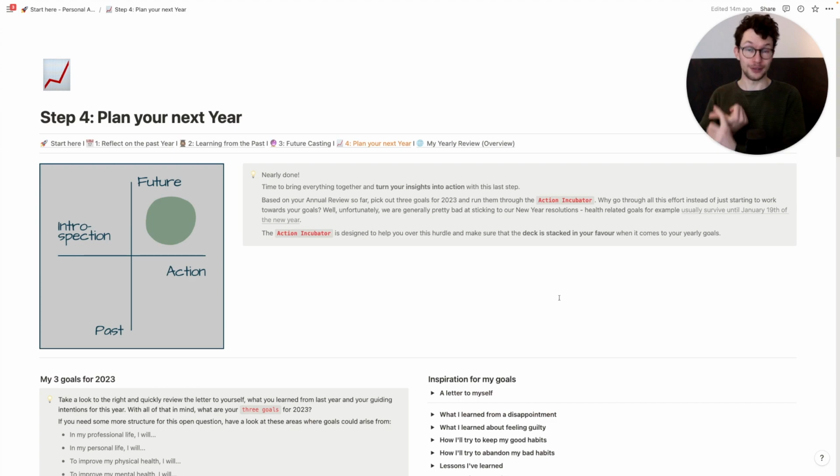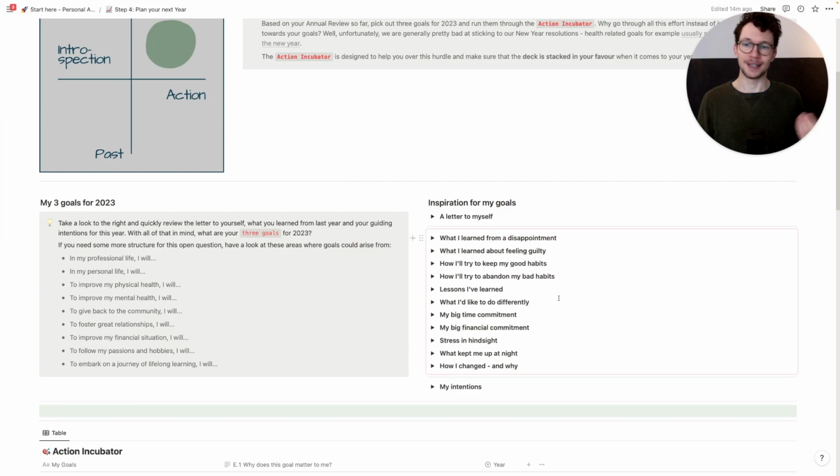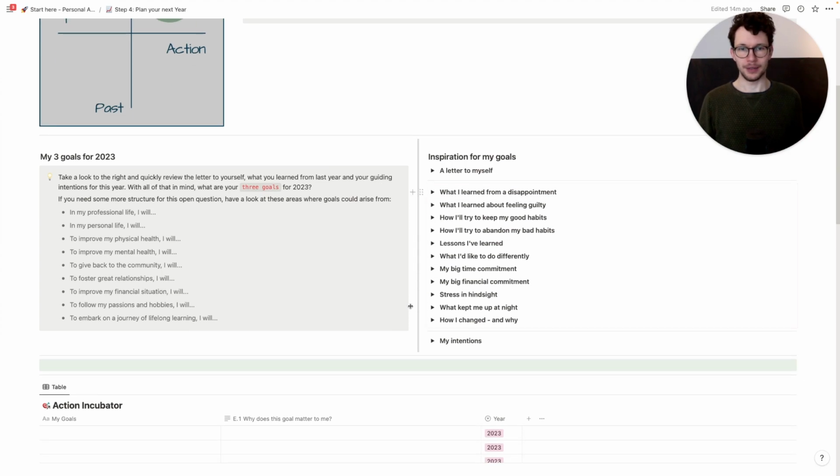So our reflections of 2022, what we learned from it, and then how we imagine or hope that 2023 will go, all these things will now inform the three goals that we are going to pick for 2023. I would recommend keeping it to three. It can be very tempting to get 10, 15 goals, but the more you get, the less likely it is that you can actually focus on them. So I would pick a maximum of three goals.